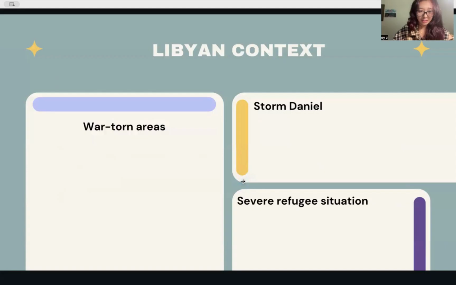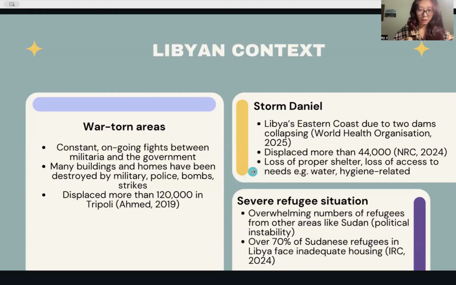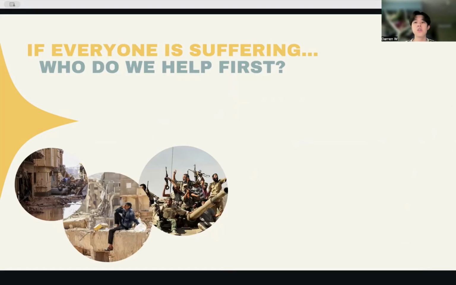So after seeing all these cases in the context of Libya, where we will be providing help, the circumstances are challenging due to ongoing war and over 120,000 displaced people. Natural disasters such as Storm Daniel also result in loss of proper shelter and needs, hence exacerbating the issue of shelter displacement. So, given the situation, who do we help first?